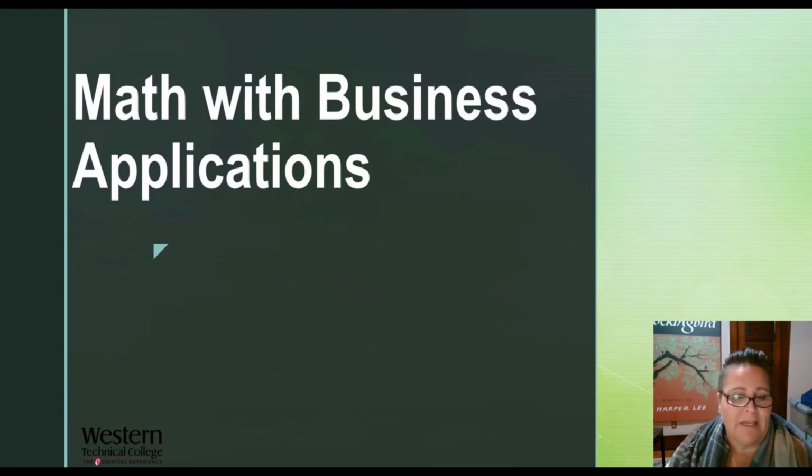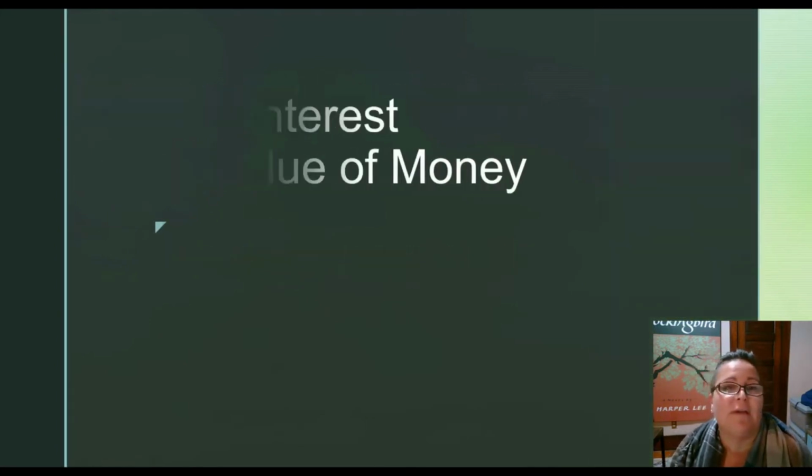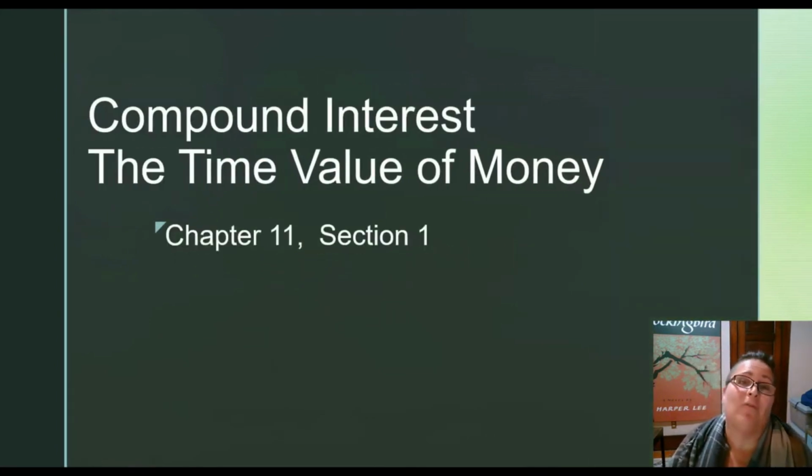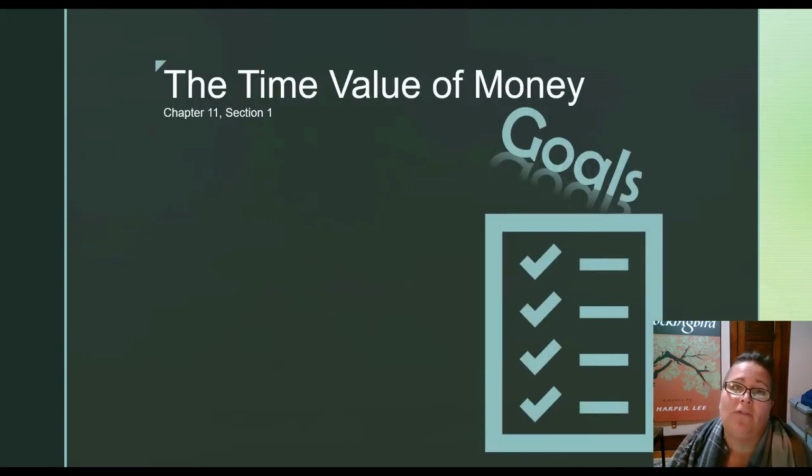So we're going to be looking at Chapter 11 from your textbook. Compound interest, we're going to be doing future value and present value. Today, we're going to start with Section 1, which is the time value of money. Our goals for this afternoon are as follows.